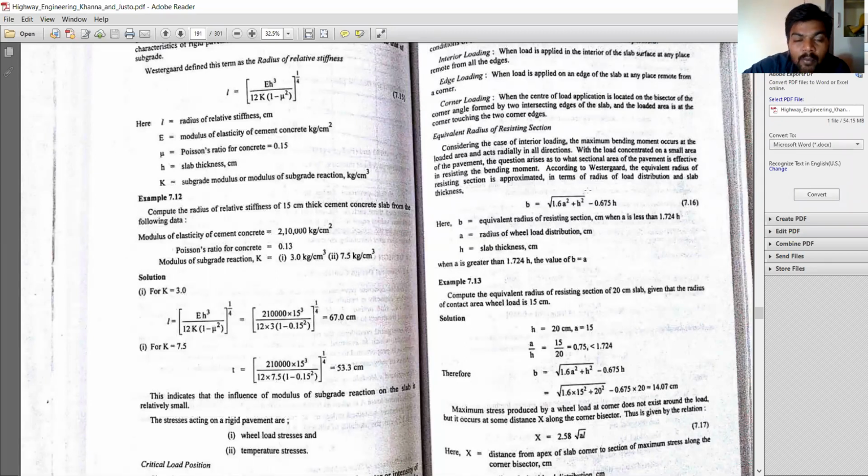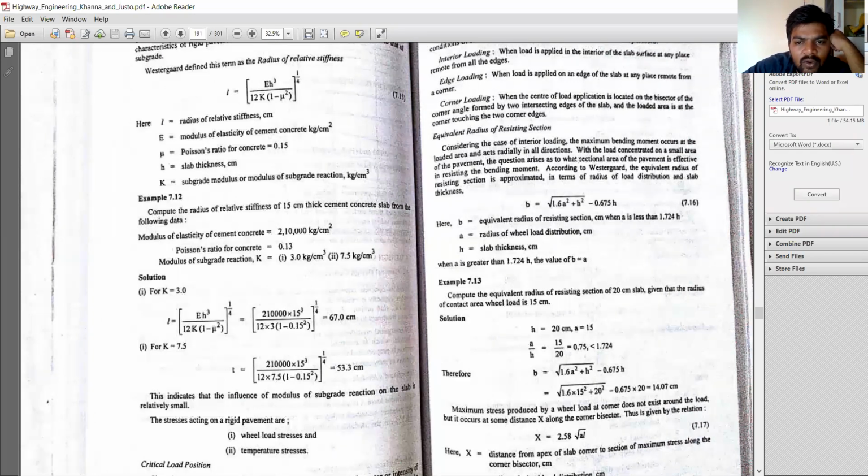That is how much, what is the distance of load distribution, that can be calculated by this formula: B is equal to root of 1.6 a square plus h square minus 0.675 h. With the load concentrated on a small area of the pavement, the question arises as to what sectional area of the pavement is effective in resisting the bending moment. According to Westergaard, the equivalent radius of resisting section is approximated.